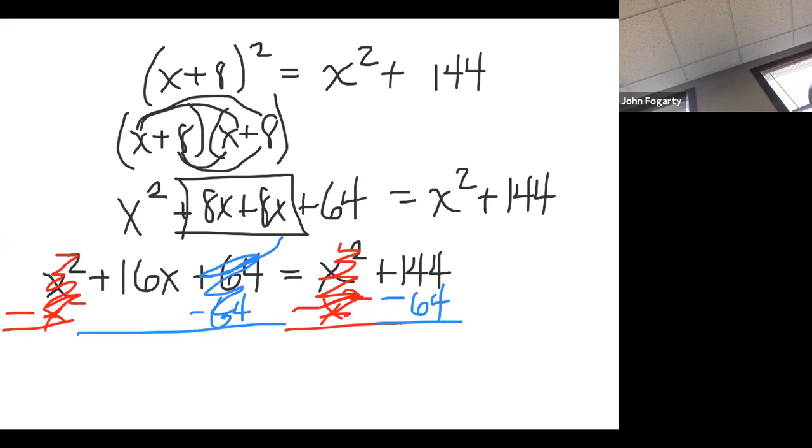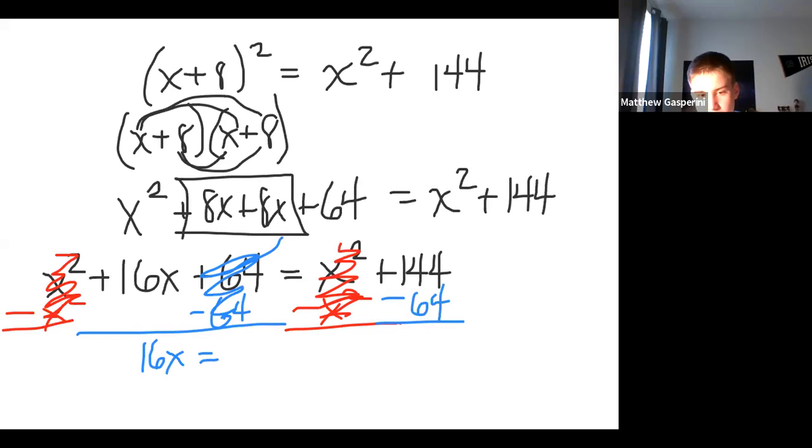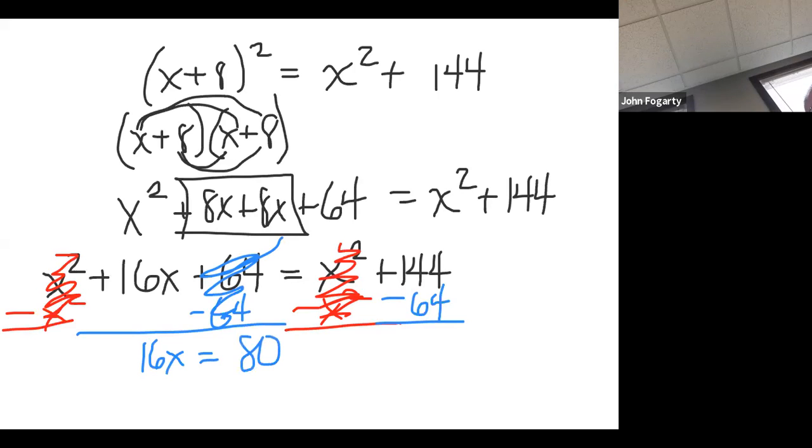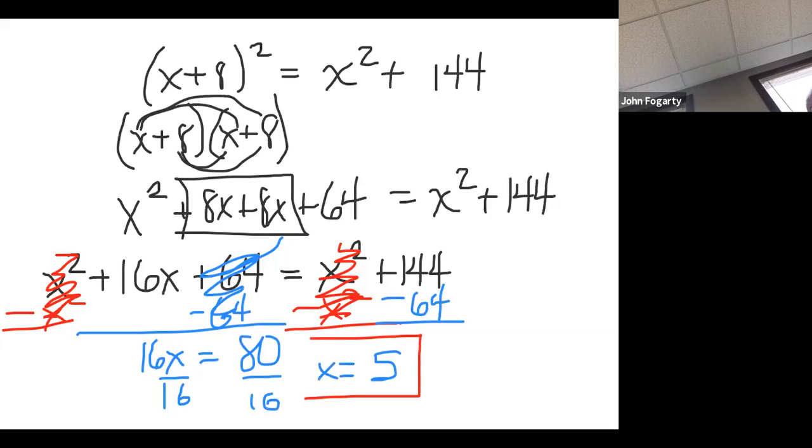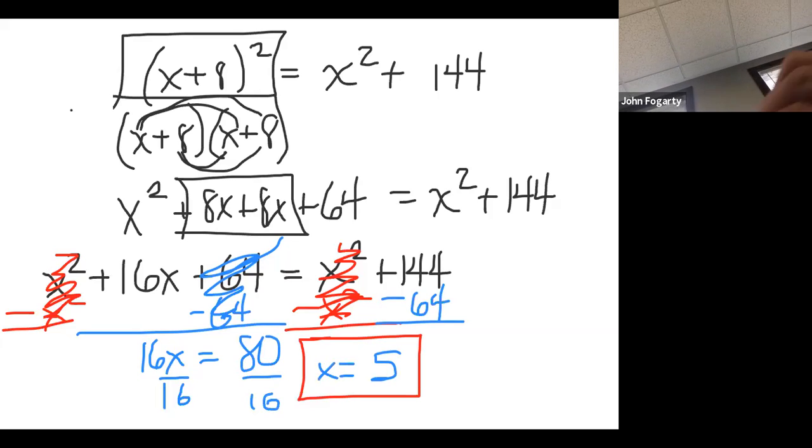Over here, I'm left with what? 16x equals, what's 144 minus 64? 80. And then if I divide both sides by 16, what do I get? X equals 5. The hardest part of that whole problem was understanding that the hypotenuse was x plus 8 squared. Does that make sense? Let me give you one to practice with right now, right?